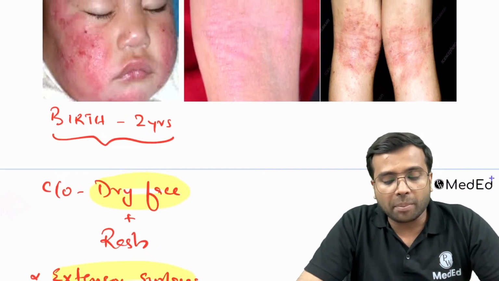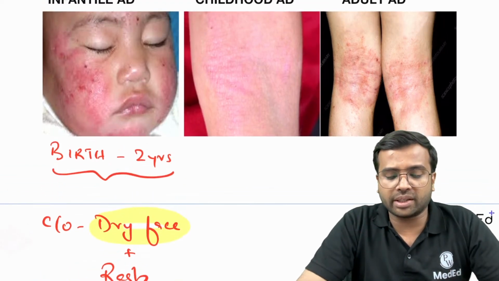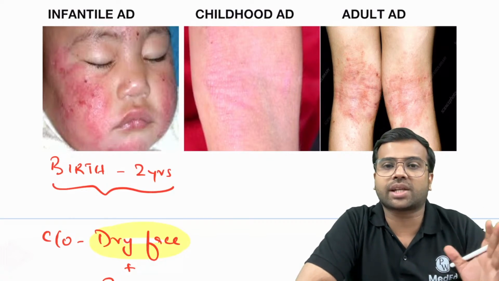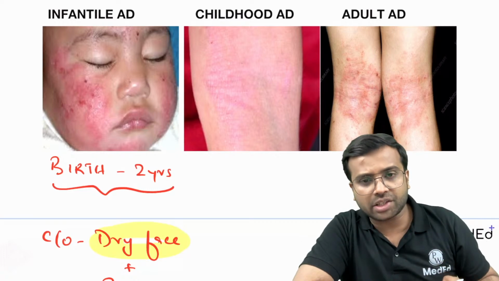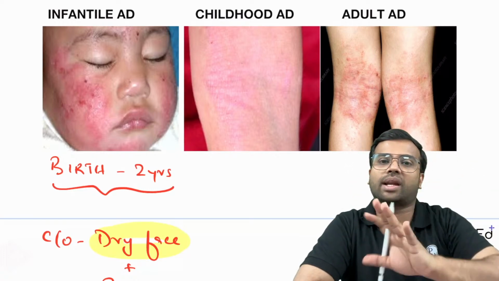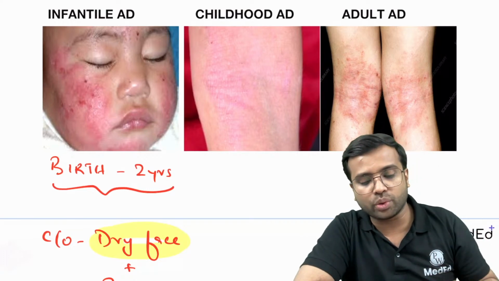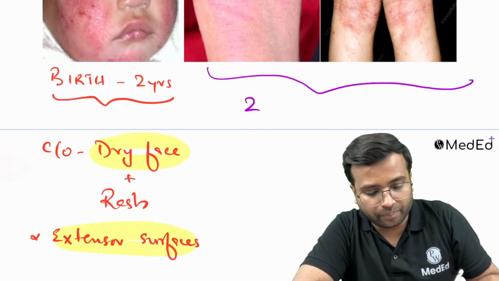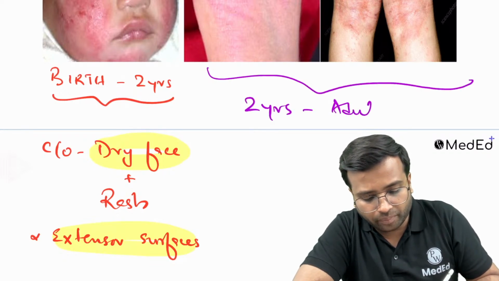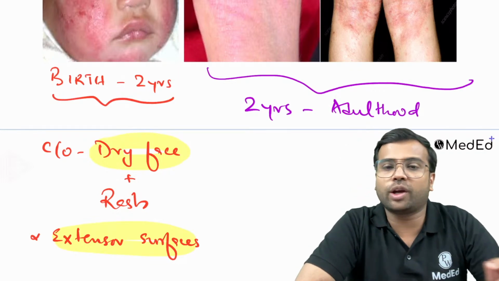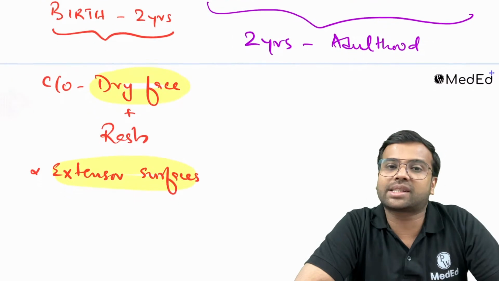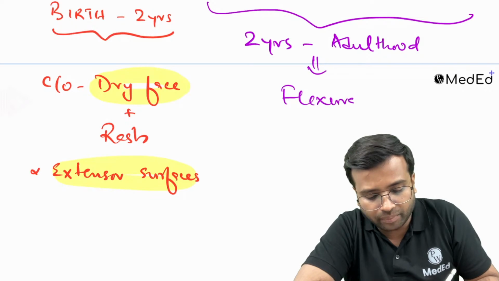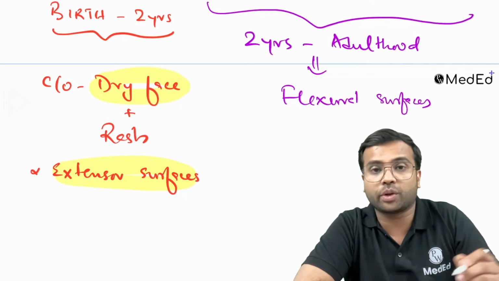Now, coming to the other age group, easy to remember in this way, even though we can classify atopic dermatitis as childhood and adulthood AD, still let us try to write down the symptoms of childhood as well as adulthood together, because after 2 years of age up to adulthood, what happens is that you will not find any rash over the face. Instead, where are you going to find the rash? The rash is going to be over the flexural surfaces.